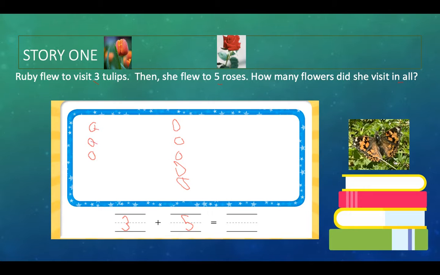1, 2, 3, 4, 5, 6, 7, 8. Oh, there were 8. So then I'm going to write the total, the sum, how many flowers were all together. Here's my equation. 3 plus 5 equals 8.